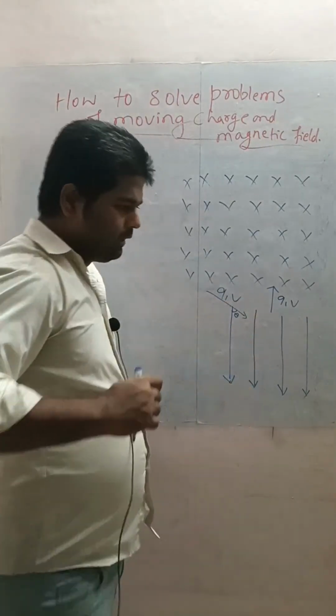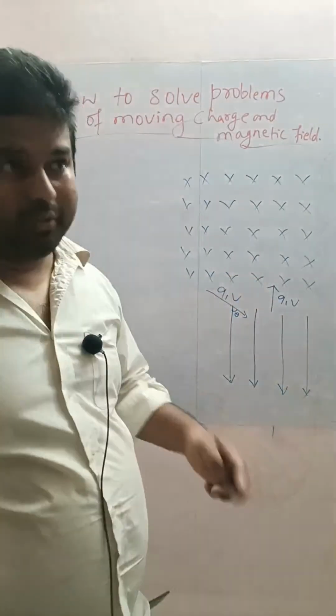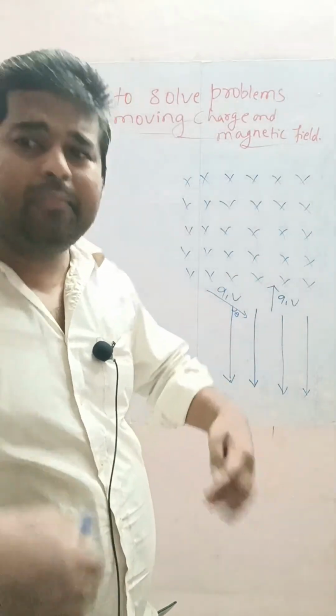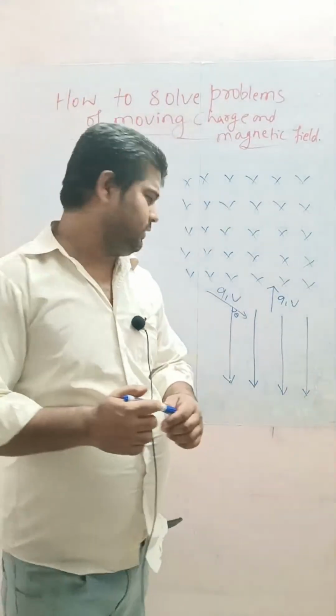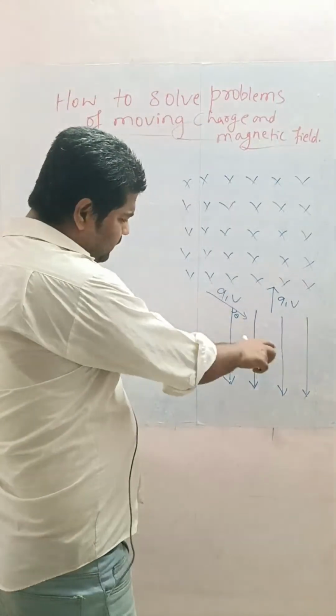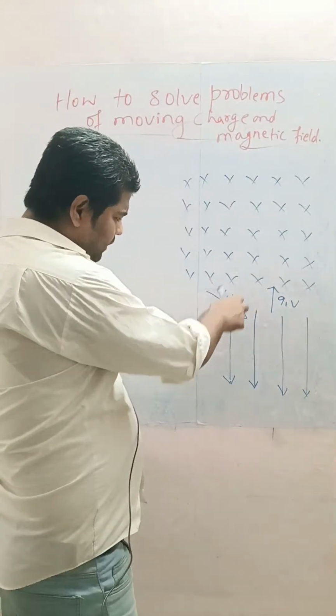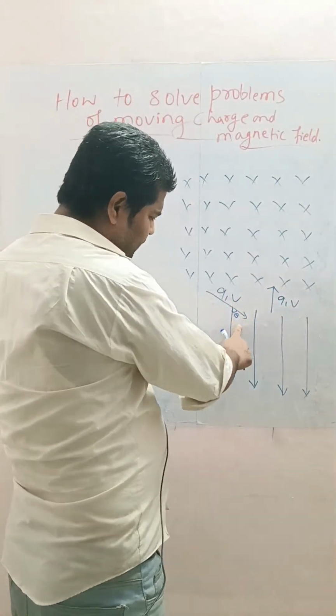What would happen? Does it go in a circle again like that? No, it will not go in a circle. It will go in a different type of structure. It's something like a spiral. See here. As the charge enters the field region with velocity v at an angle theta.